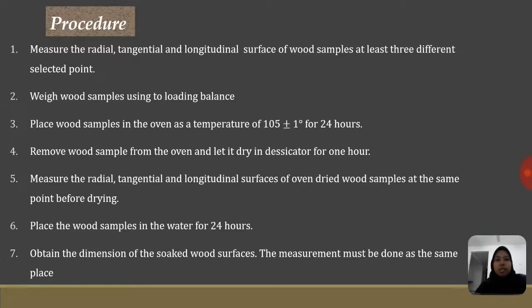Measure the radial, tangential and longitudinal surface of oven dry wood sample at the same point before drying. And then place the wood sample in the water for 24 hours. And then obtain the dimension of the soaked wood surface. The measurement must be done at the same place.